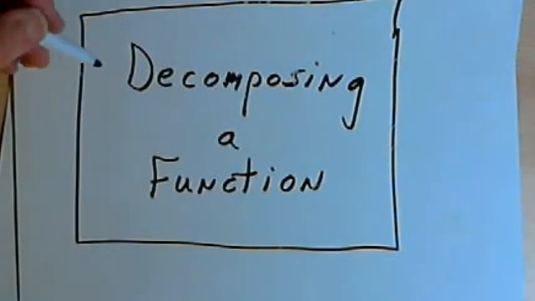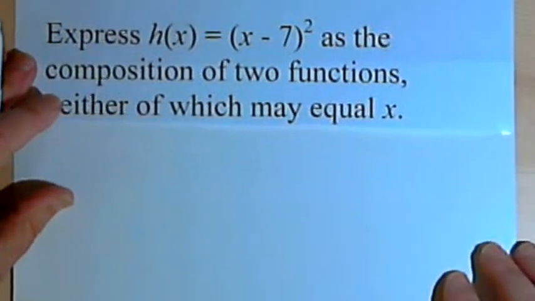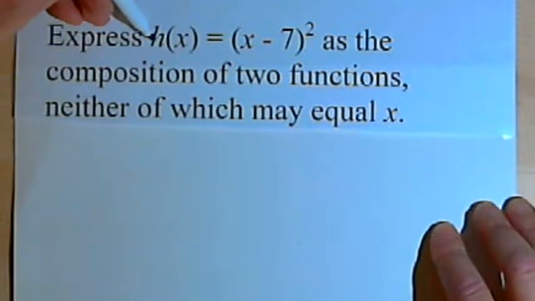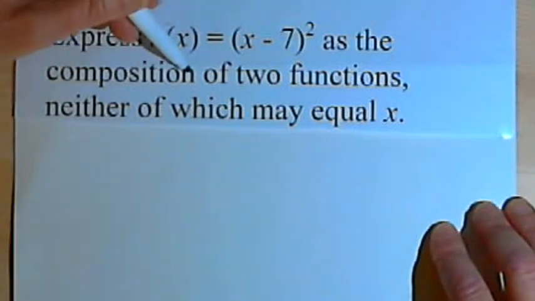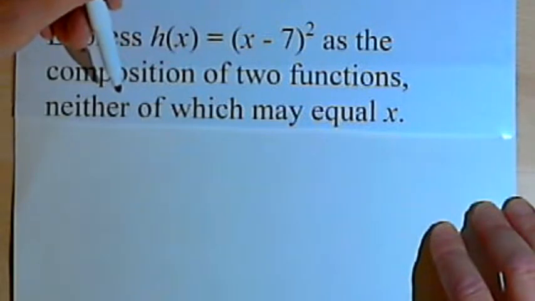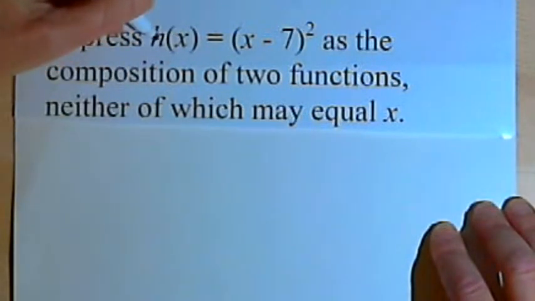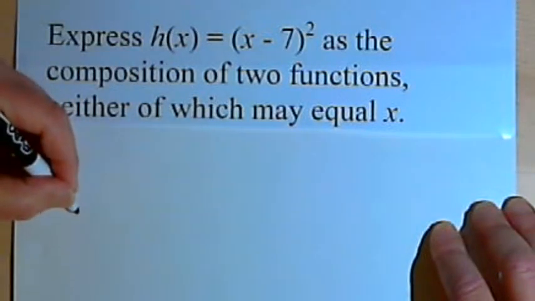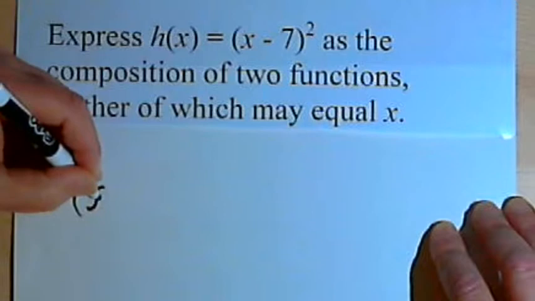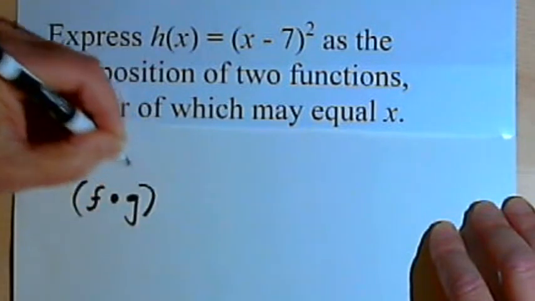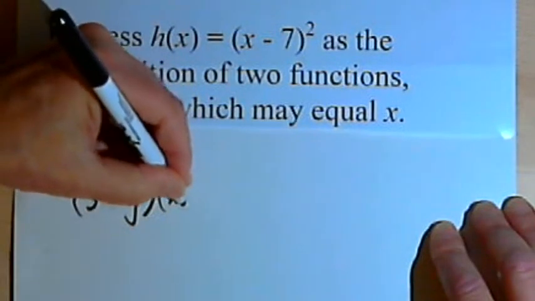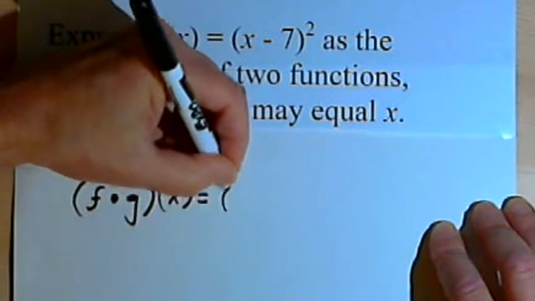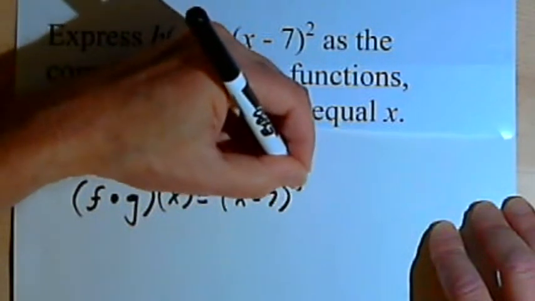And in this video, I want to talk about the decomposition of a function. So you might be given a problem that looks something like this. It says, express h of x equals (x − 7)² as the composition of two functions, neither of which may equal x. So what they want you to do is, instead of having h of x, they want you to have a composition. So let's say we've got f compose g. In other words, our two functions are going to be f and g. And we want to say f compose g of x equals (x − 7)².